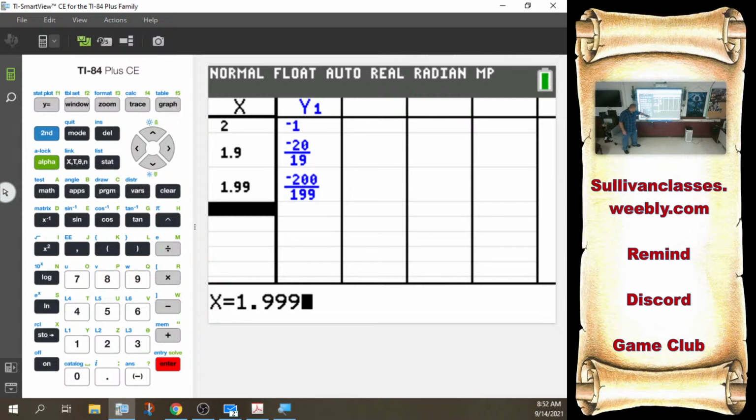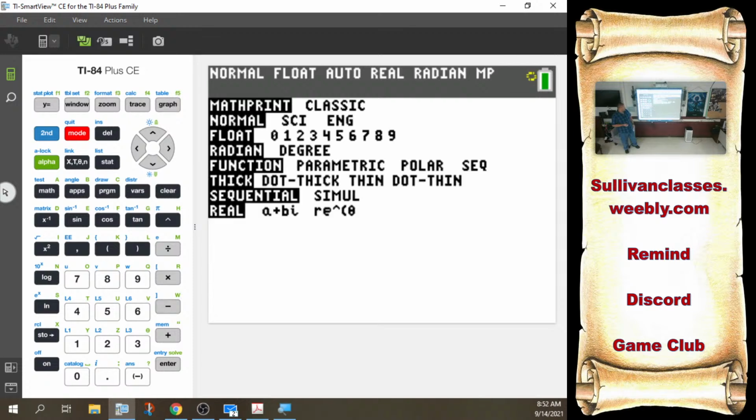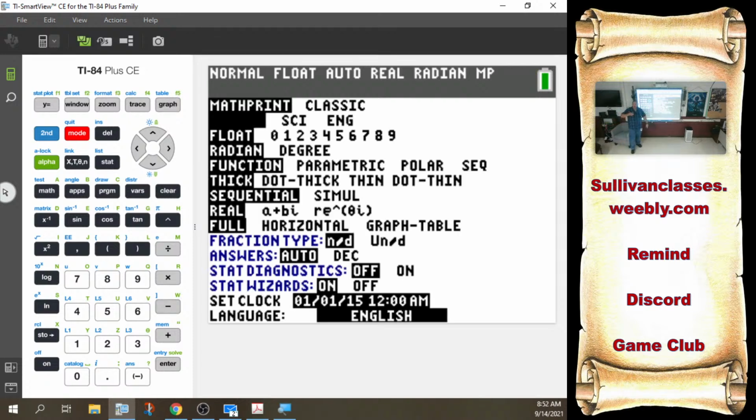At 1.999, I'm getting closer and closer and closer. Why are all of these showing up as fractions? Mode. Because I wrote my function as a fraction, and my answers are on auto, it'll give me answers as a fraction. If I switch that over to decimal for a little more easy comparison, come on you.